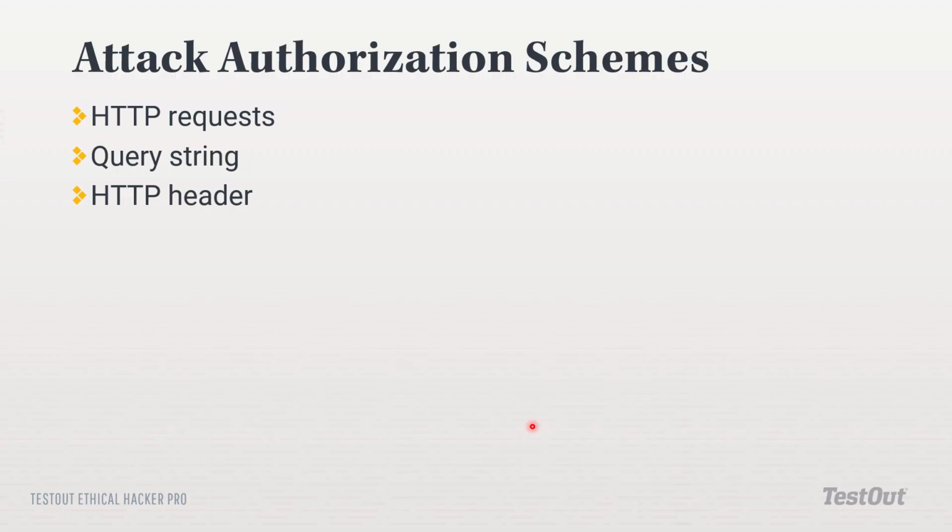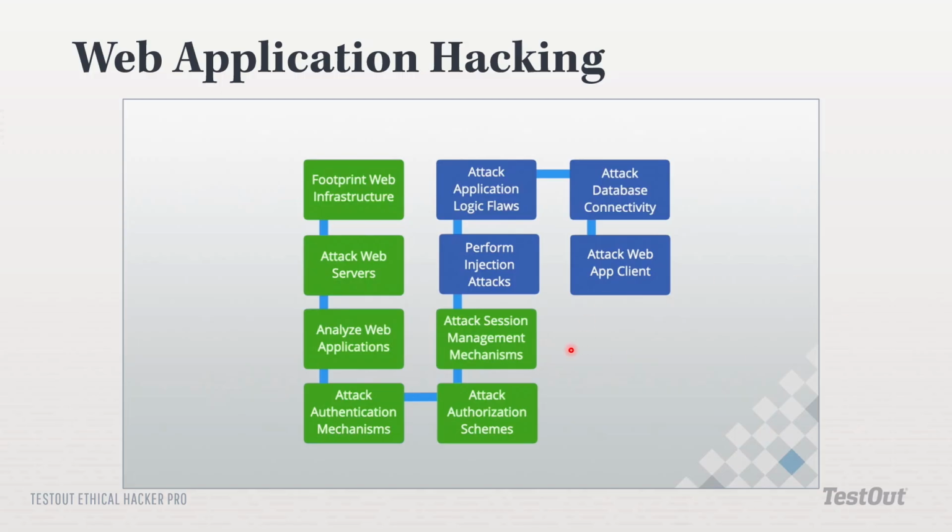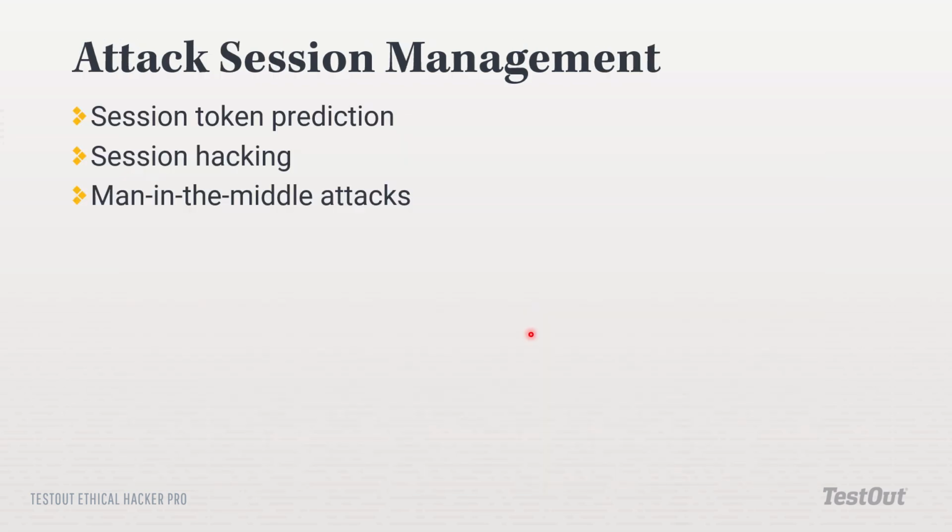All right, that would go into attack authorization. What about attack authorization schemes? This would be like an HTTP request, like you saw earlier, where we send out a query string, so we're looking for something, or an HTTP header, looking for the authorization scheme that maybe one of these will get us through to be authorized. All right, let's talk about web application attack session management. In attack session management, we can talk about session token prediction, session hacking, or man-in-the-middle attacks. I'm sure you're well aware of those. They fall under attack session management.